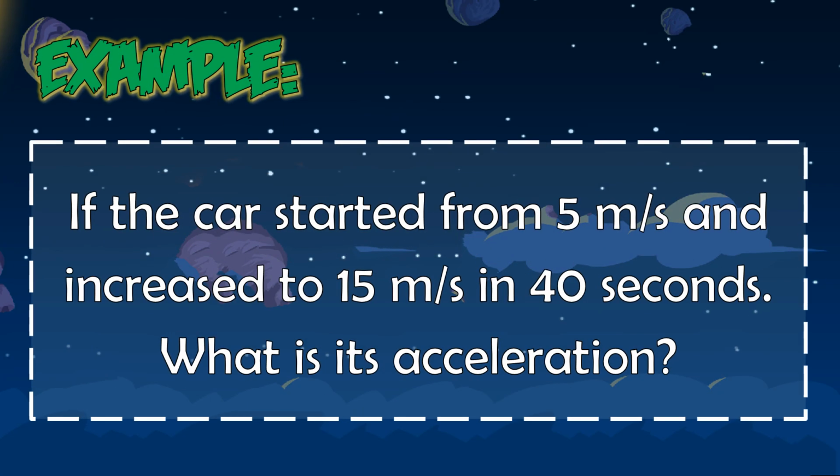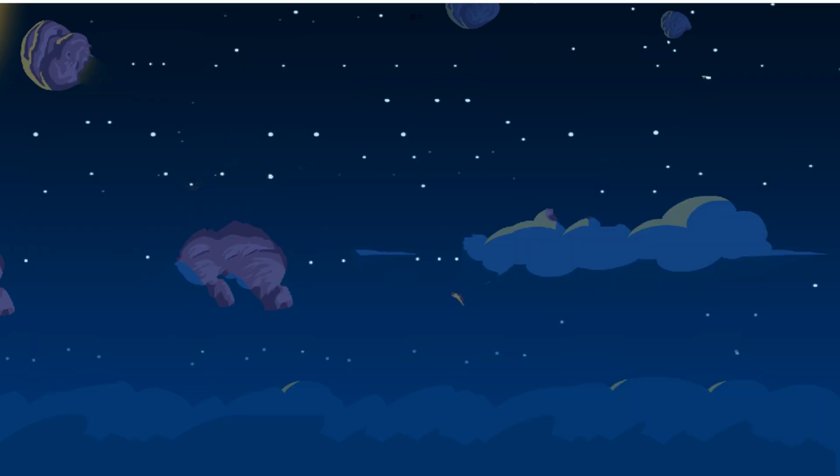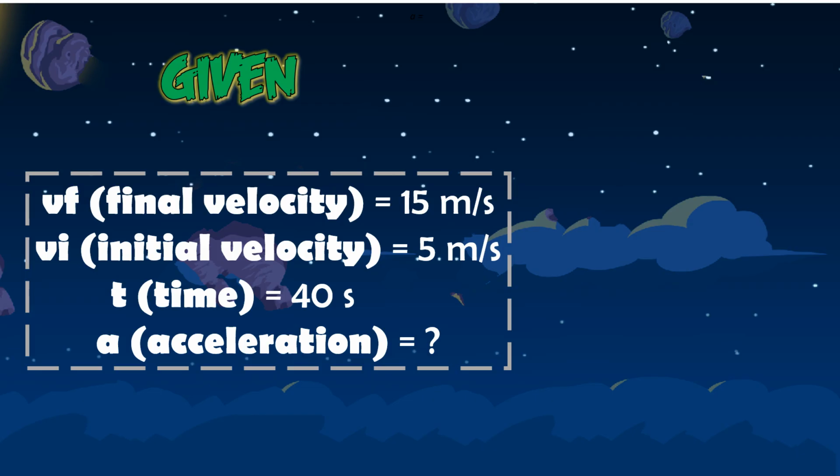Let's have another example. If the car started from 5 meters per second and increased to 15 meters per second in 40 seconds, what is its acceleration? Let's identify the given in the problem. Final velocity is 15 meters per second. Initial velocity is 5 meters per second. Time is 40 seconds, and we are looking for acceleration. We need to use the formula a is equal to final velocity minus initial velocity over time.